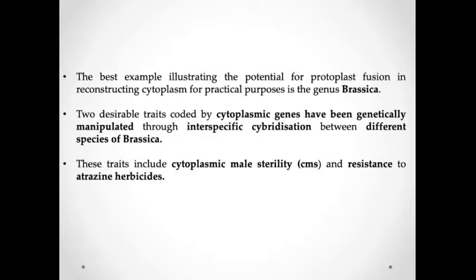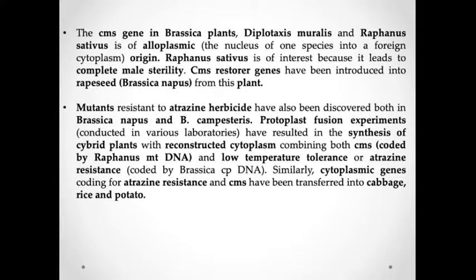The best example to show the potential of protoplast fusion in reconstructing cytoplasm for practical purposes is the genus Brassica. Two desirable cytoplasmically coded traits have been genetically manipulated through interspecific hybridization between different species of Brassica. These traits include cytoplasmic male sterility and resistance to atrazine and herbicides. Further, the CMS gene in Brassica plants, Diplotaxis muralis and Raphanus sativus, is of alloplasmic origin. And Raphanus sativus is of interest because it leads to complete male sterility, and CMS restorer genes have been introduced into rapeseed from these plants.